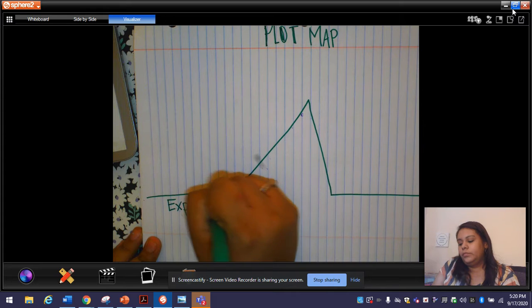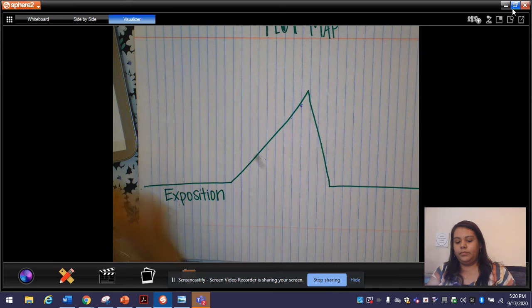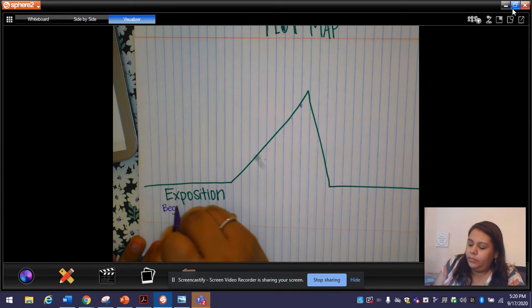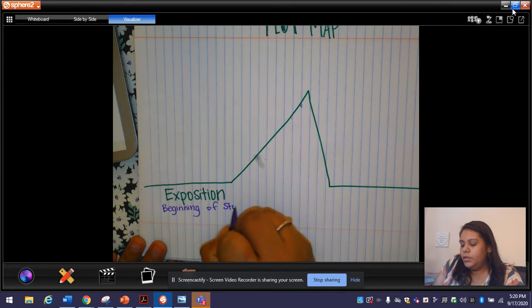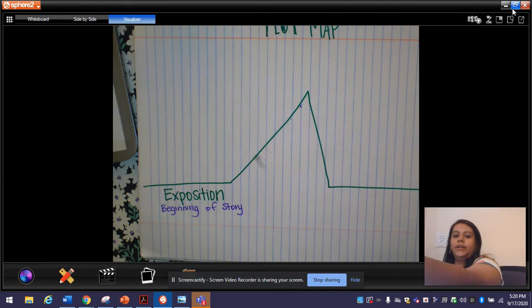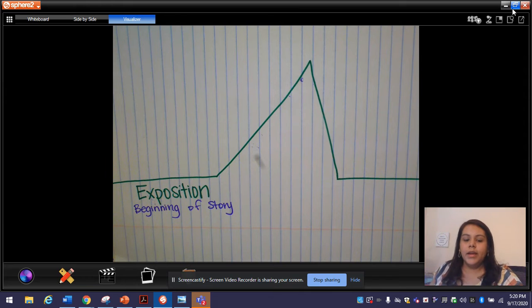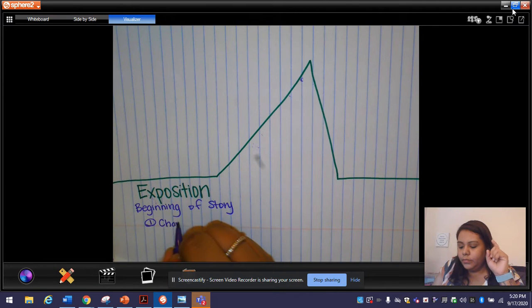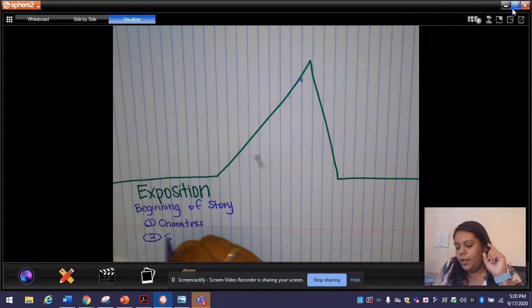Exposition. And the exposition is the beginning of our story. So if we would write this down, I use 2 different colors just to kind of tell me what the name of this is. Now, 2 things are introduced in our exposition. The very first one being characters, and the second one being setting.